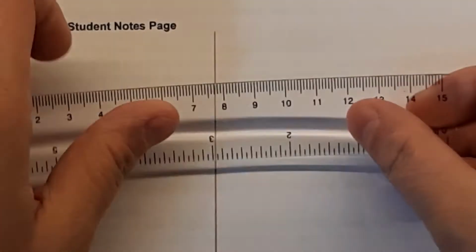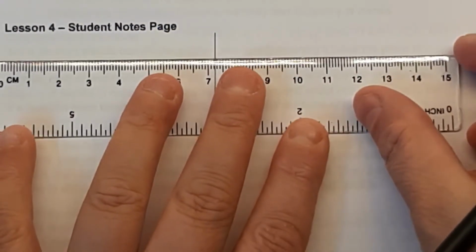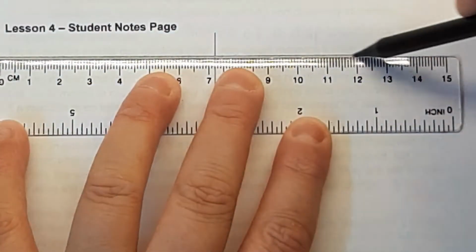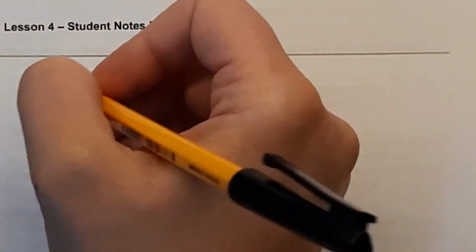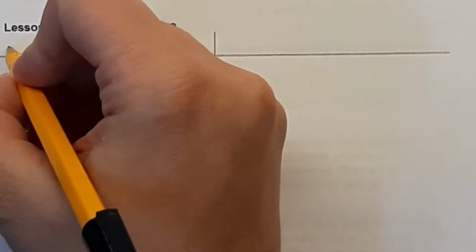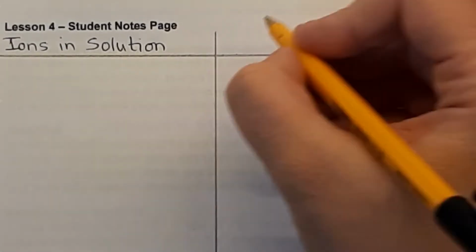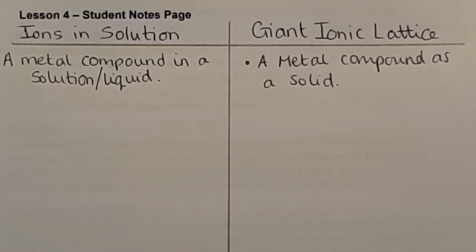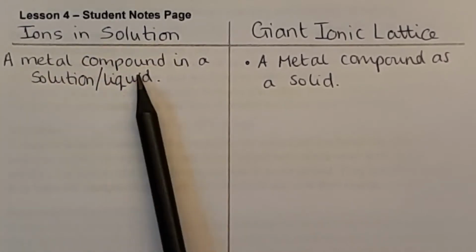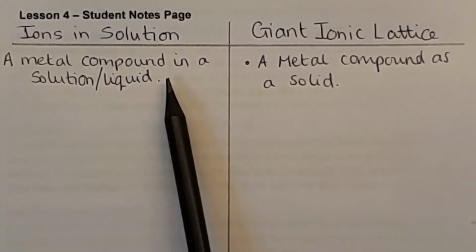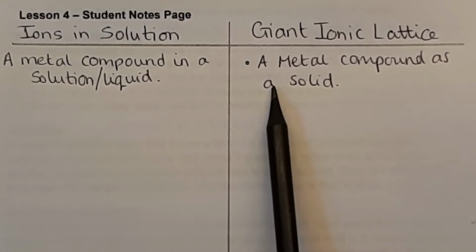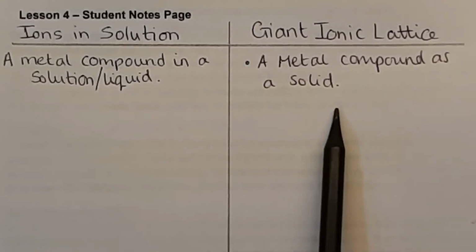So we're then going to turn this into a table. On each side, we're going to write in our title. On the left-hand side, ions in solution. And on the right side, giant ionic lattice. So ions in solution is a metal compound in a solution or liquid, so it's been dissolved. And this giant ionic lattice is a metal compound, but simply as a solid.